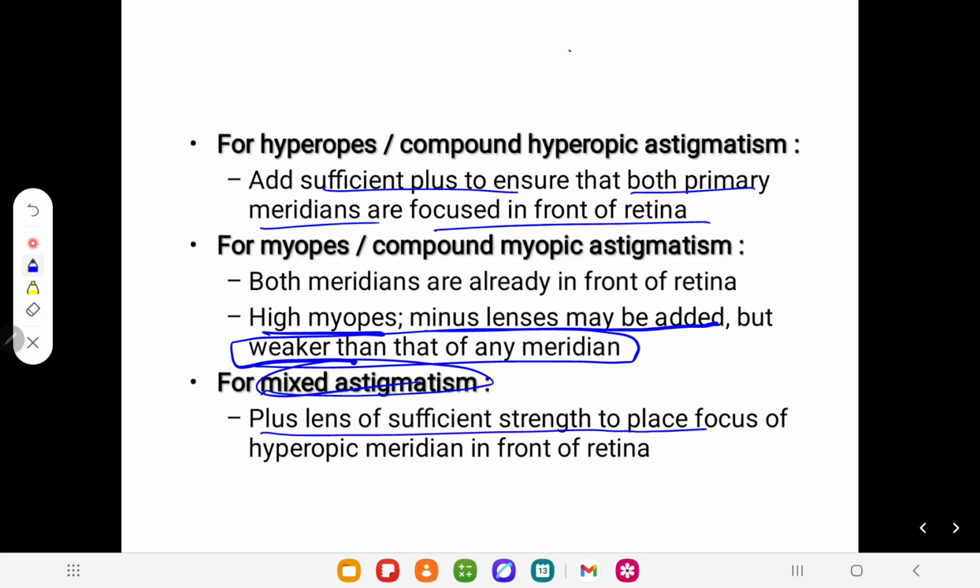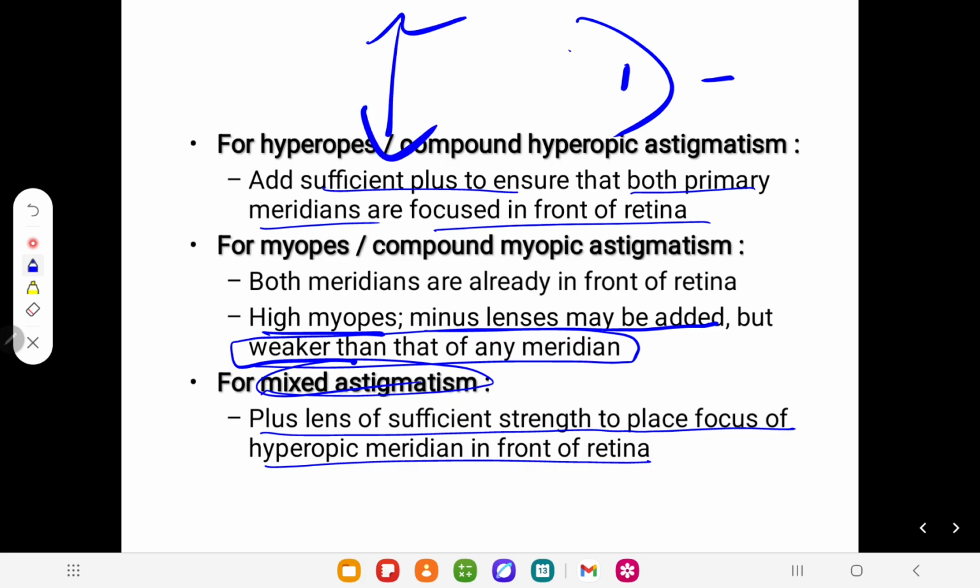A plus lens is added sufficient to place the focal hyperopic meridian in front of the retina. In mixed astigmatism, one meridian is myopic and the other meridian is hyperopic. Basically, that's the concept. Just put the plus lens so that this meridian comes in front of the retina. This becomes this, so that the hyperopic meridian comes in front of the retina.